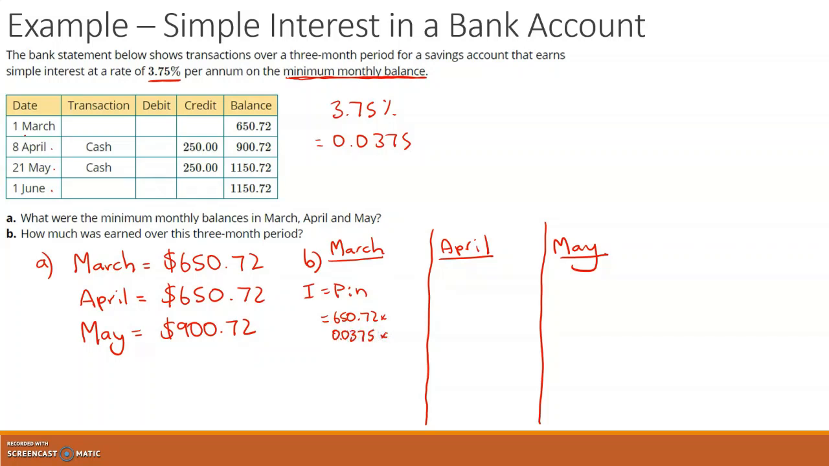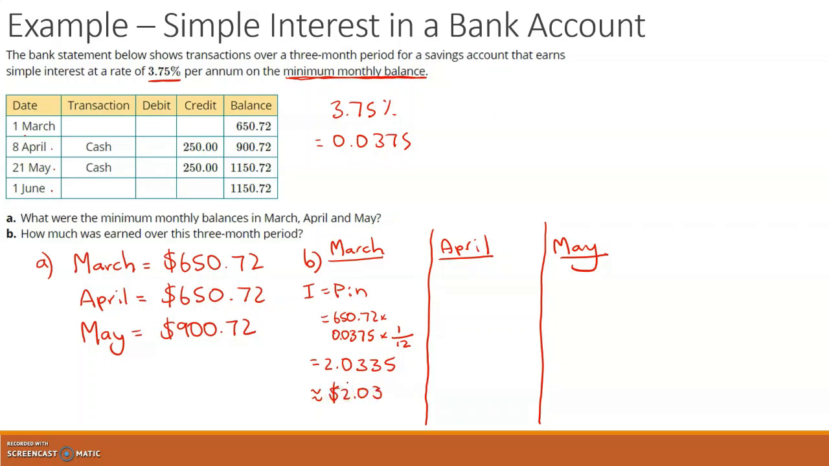And now this part's really important. I'm multiplying by the number of years that this calculation is for. Well, this calculation is just for 1 month. So how many years is 1 month? It's 1/12 of a year. Okay, so I need to express it as a fraction like that. So now let's find out the answer here. Using my calculator, 650.72 times 0.0375 times 1/12. And the answer is 2.0335. And I'm going to round that because this is dollars, so it's just $2.03.